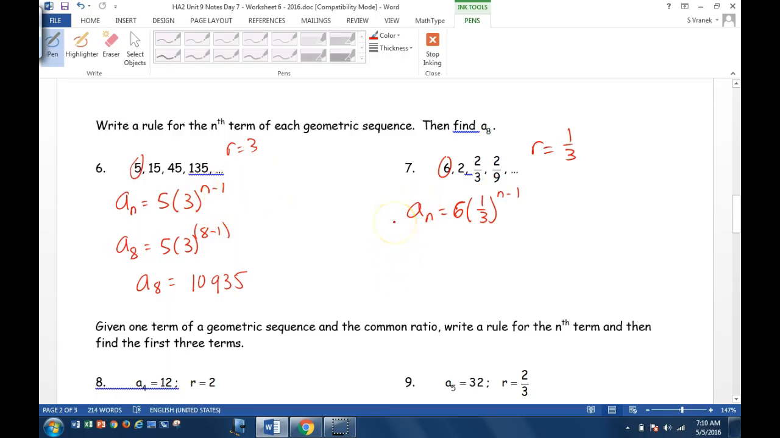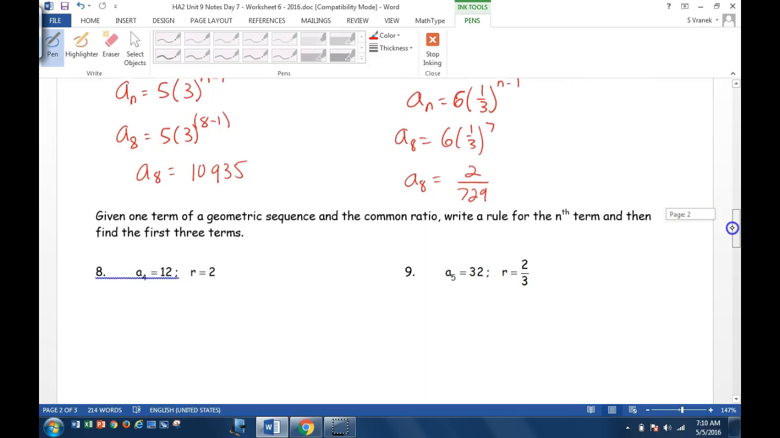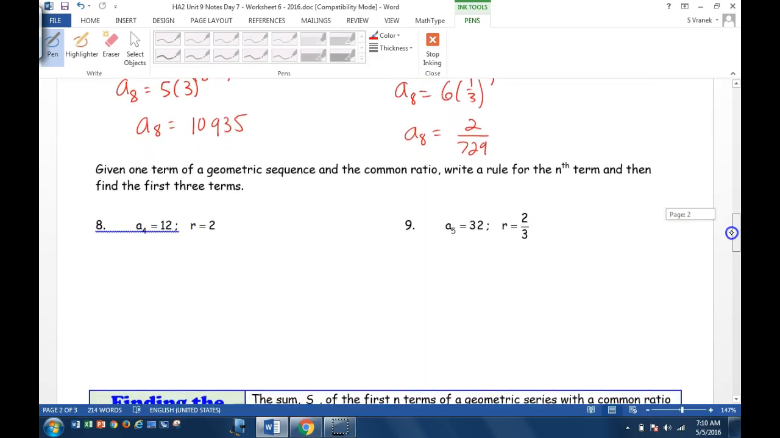And then if you want the 8th term, we have 6 times 1/3 to the 7th. And if you type that all in and do math frac, you get the 8th term becomes 2 over 729. Okay, so that's when we have A1 and the ratio. Now we don't have A1.